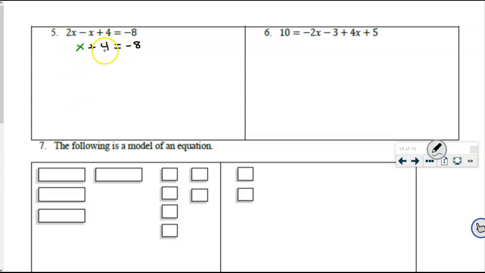What do I do now? How do I undo adding 4? I saw so many make this mistake, and it's such a silly mistake to make. How do I undo adding 4, Aiden? Subtracting 4. And whatever I do to one side, I do to the other side.